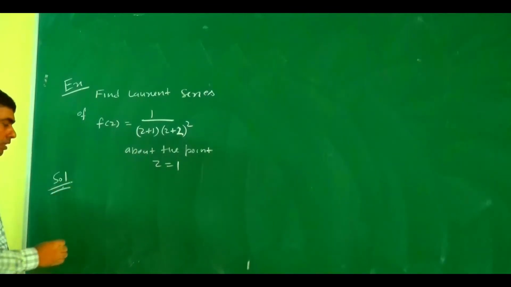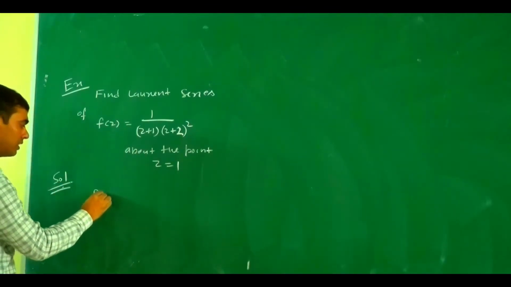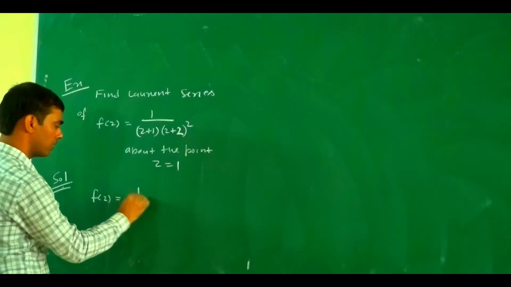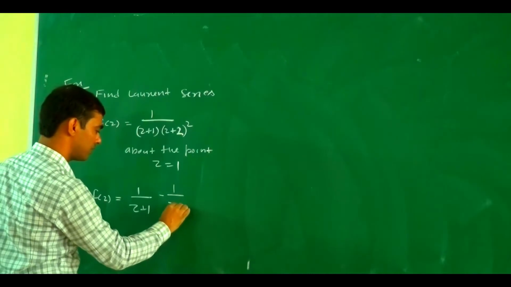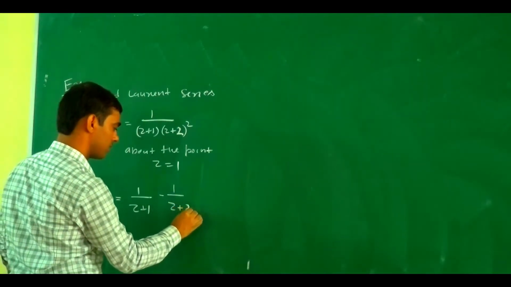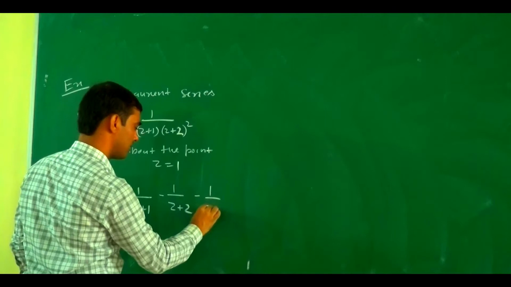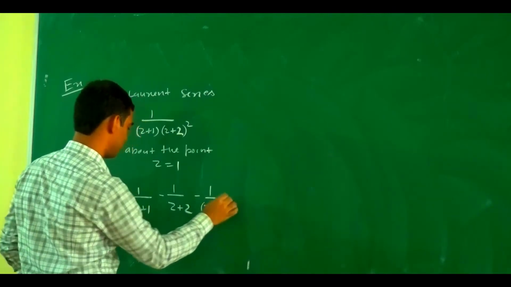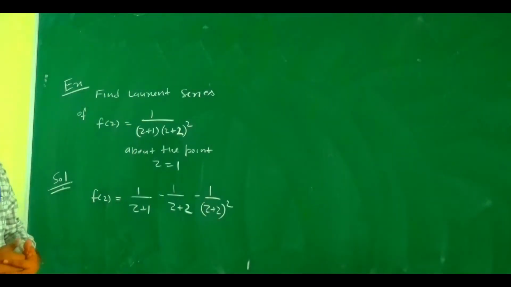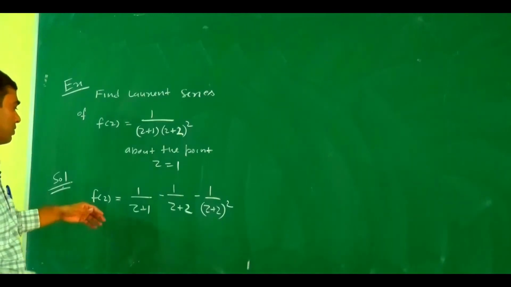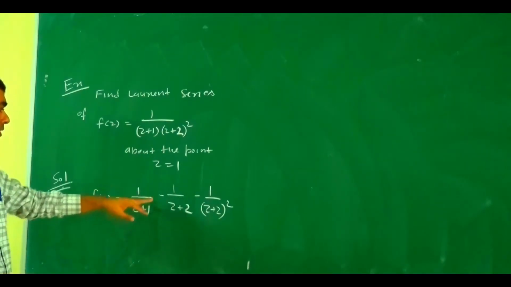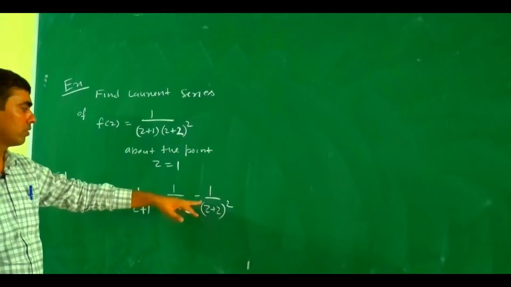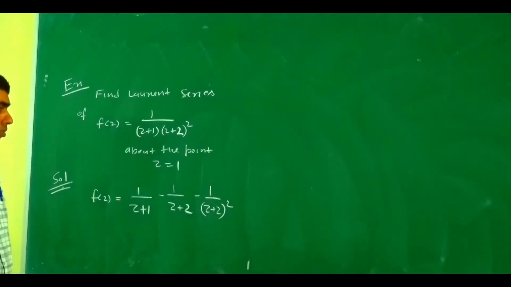Partial fraction of this one. What is the partial fraction of this one? f(z) equals 1 upon z plus 1 minus 1 upon z plus 2 minus 1 upon z plus 2 whole square. This is the partial fraction of the given expression 1 upon z plus 1, z plus 2 whole square. So f(z) equals 1 upon z plus 1 minus 1 upon z plus 2 minus 1 upon z plus 2 whole square.